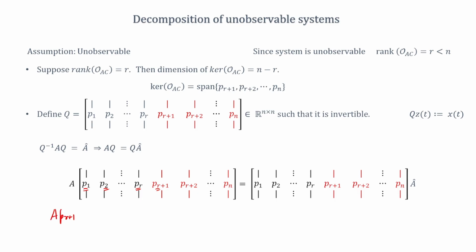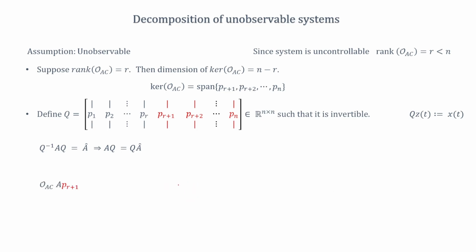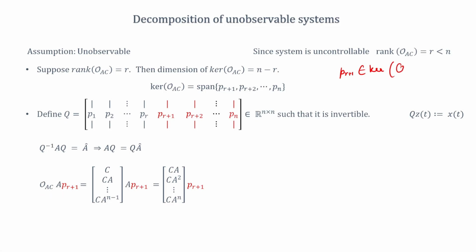So we'll try to see what happens when we take A into p r plus 1. Now to look at that, let us try to see what is the identity OAC into A into p r plus 1. So this is the observability matrix, which is getting multiplied with A p r plus 1. So A I can take inside, and this is what I get. But remember that p r plus 1 belongs to kernel of OAC. So therefore we know that it already satisfies this identity.